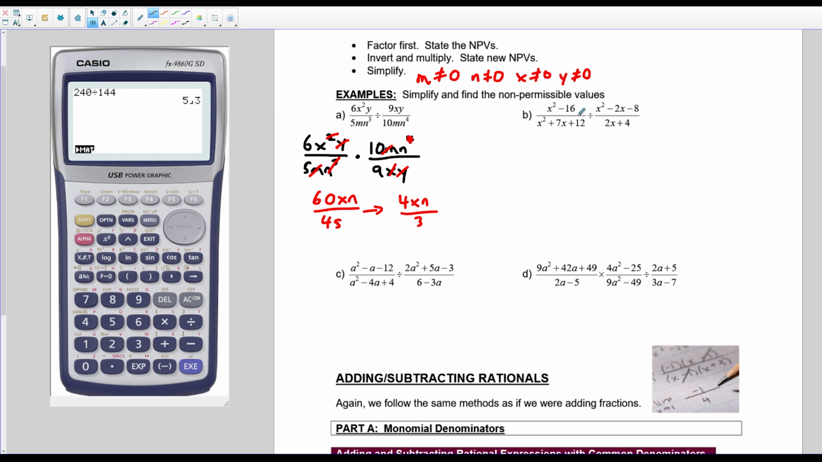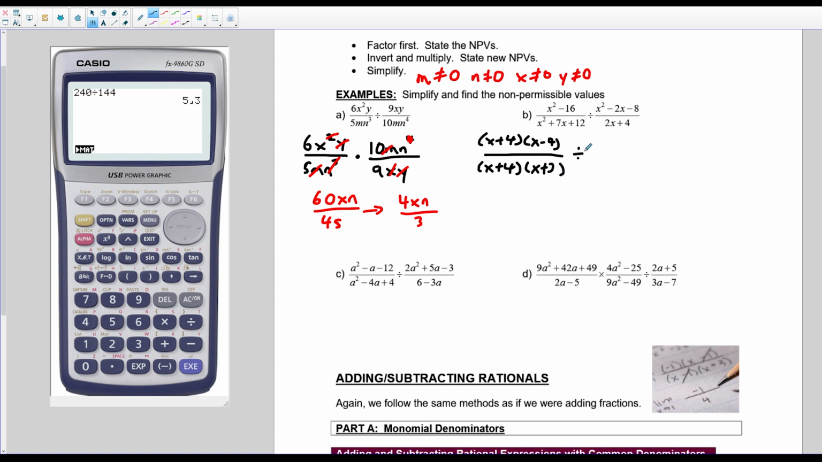For this next one, we can see that there's a lot of factoring that we're going to need to do. So let's go ahead and factor before we look for our NPVs. The top here, we have a difference of squares. X squared minus 16 can be factored as x plus 4, x minus 4. On the bottom here, I need two numbers that multiply to 12 and add up to 7. So I have x plus 4, x plus 3.